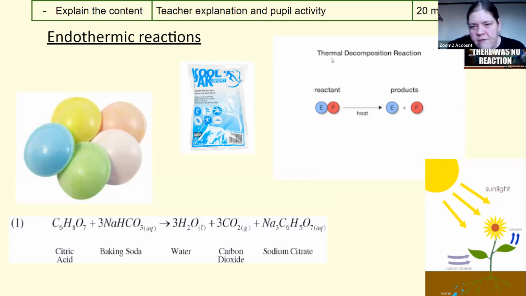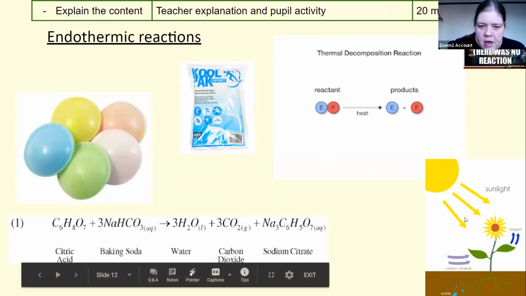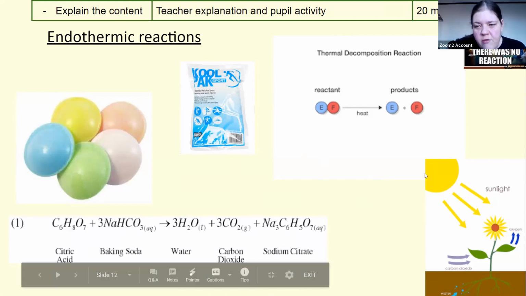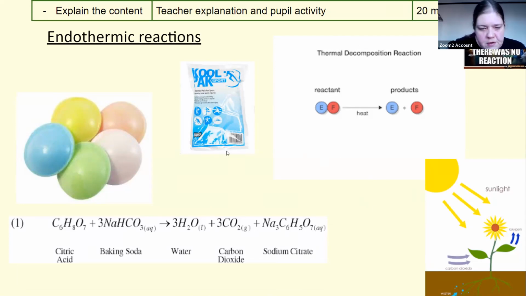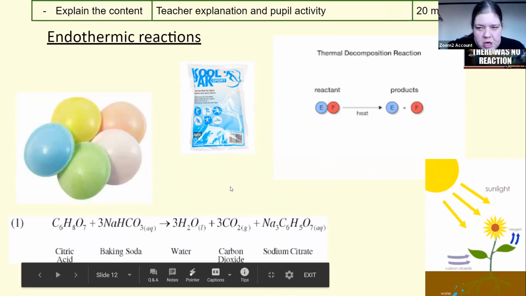This one here is thermal decomposition, and that is also an endothermic reaction. It takes energy in to break down the product. If you think about it, thermal, heat; decomposition, breakdown. So you're taking in heat energy to break down your reactant into the product. And then lastly, in the bottom corner, we have photosynthesis, which takes in energy from the light in order for photosynthesis to happen.